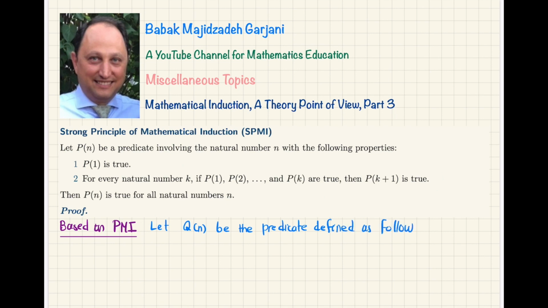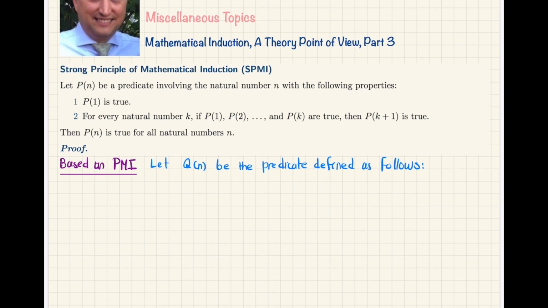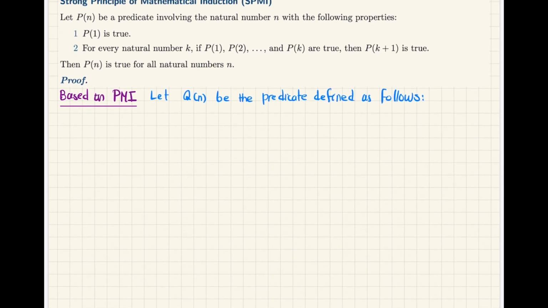Of course, for the natural number n. So I would say that Q of n is defined to be P of 1 conjunction with P of 2 conjunction with up to P of n. Yes? If n is a natural number.